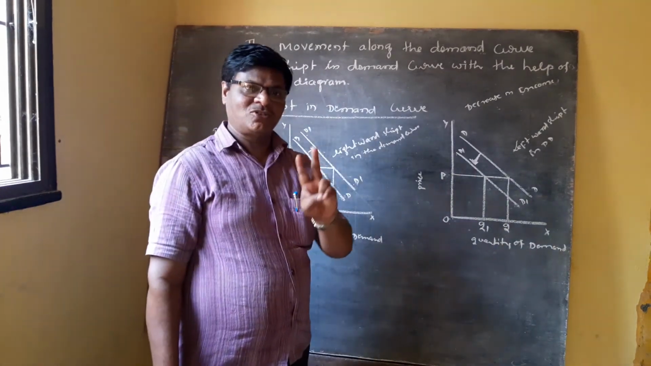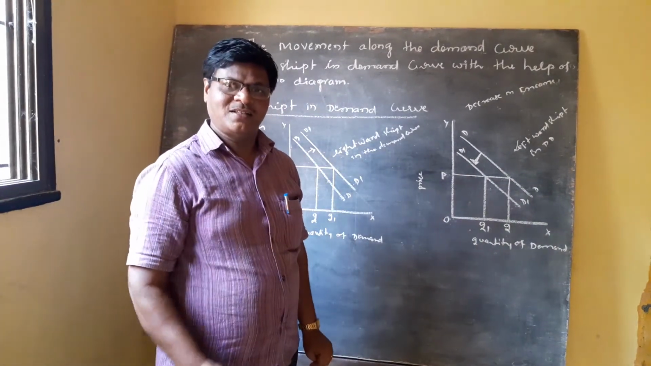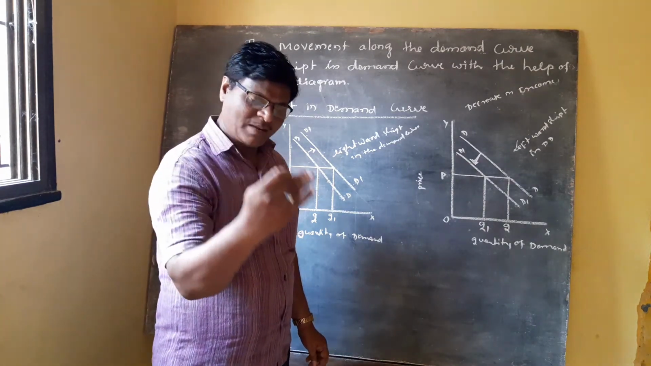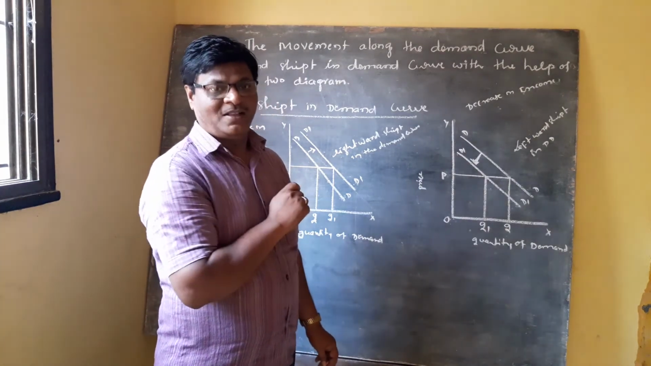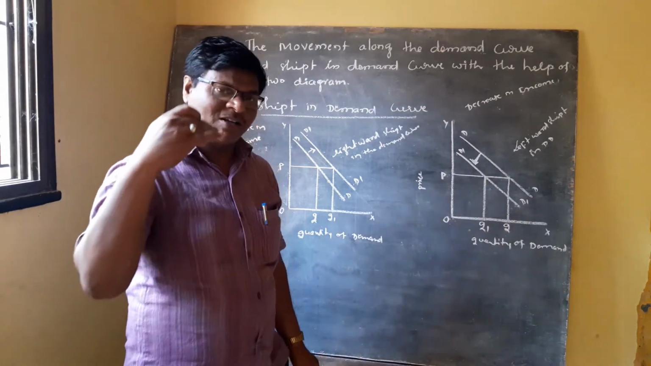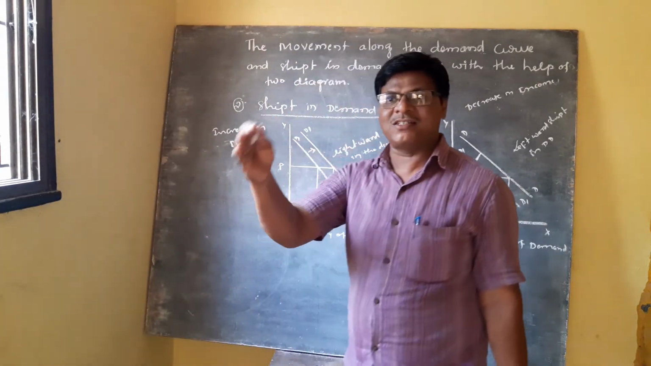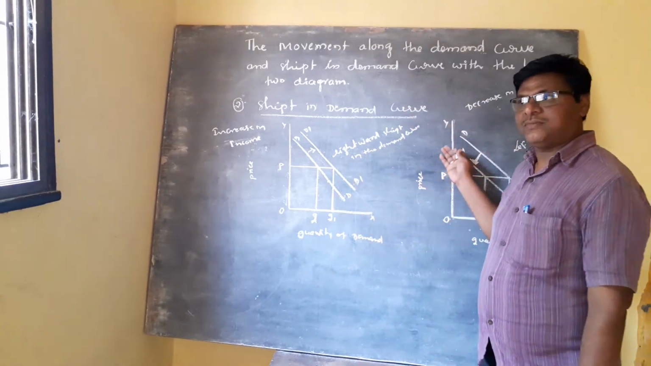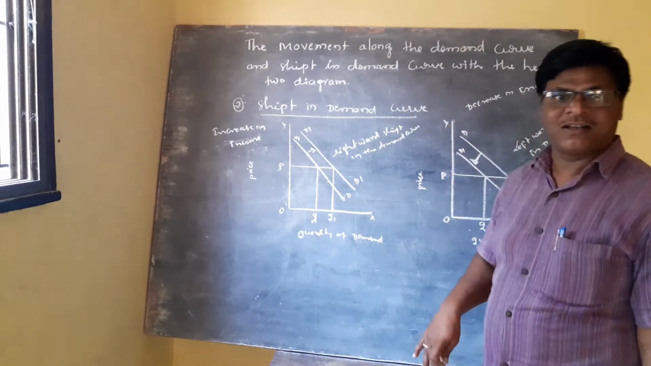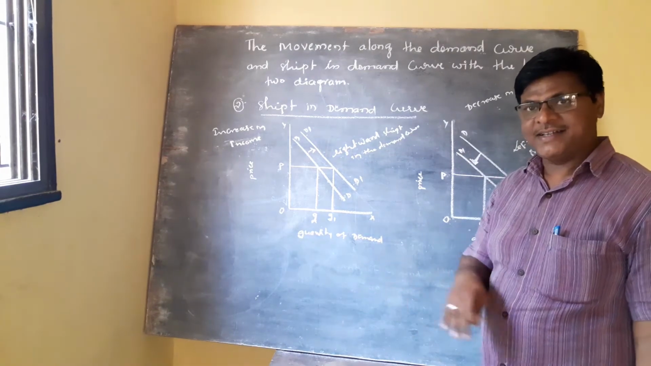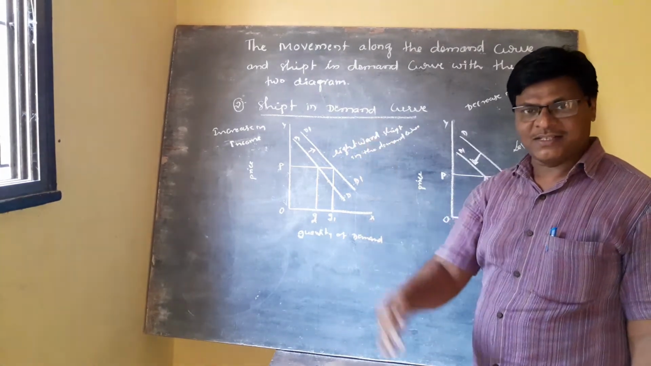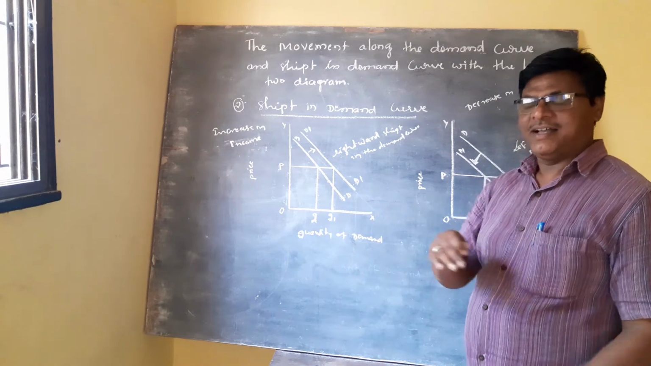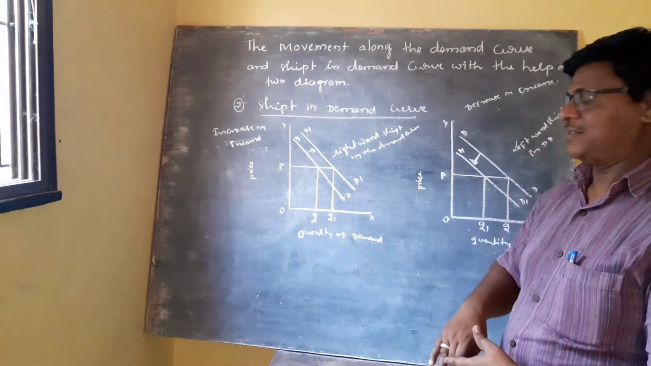It involves two diagrams. One is the rightward sloping demand curve. Another one is the leftward sloping demand curve. The rightward sloping demand curve indicates that as income increases, demand also increases. And the leftward sloping demand curve indicates that as the income of the consumer decreases, demand also decreases, and it slopes leftwards.